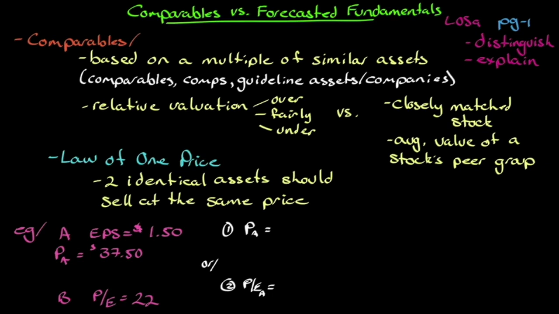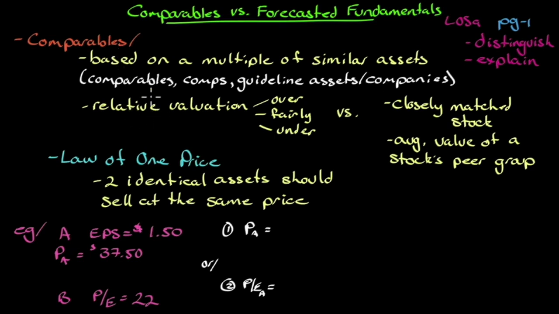So let's start with the first one, comparables versus forecasted fundamentals. Comparables, we've seen before, is where we say, look, those companies over there are trading at this multiple, so this company over here, because it's the same as those, should trade at the same multiple. So it's based on a multiple of similar assets, and we call those comparables, comps, guideline assets, or guideline companies. When we do this, we're looking at a relative valuation.